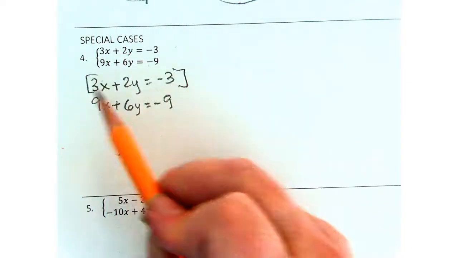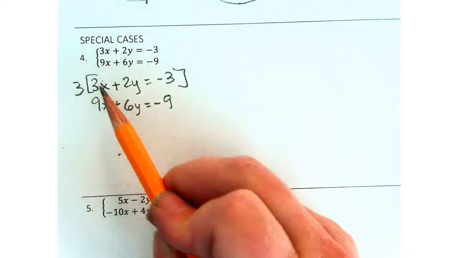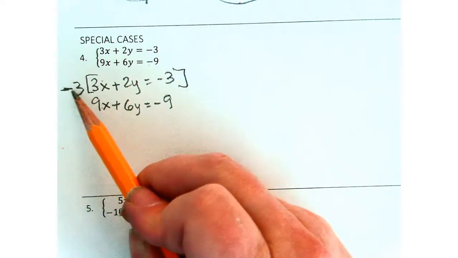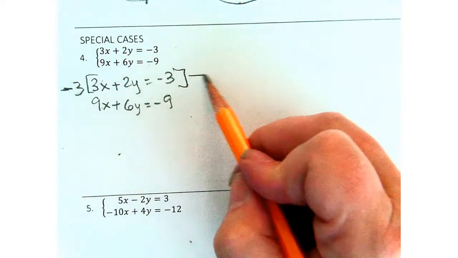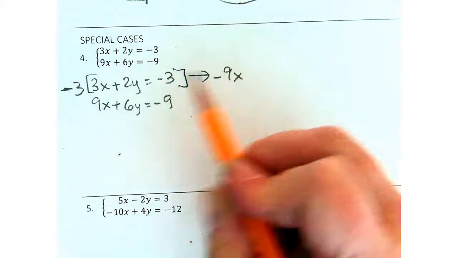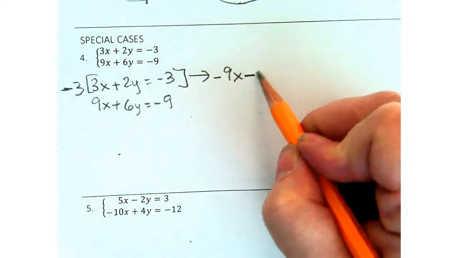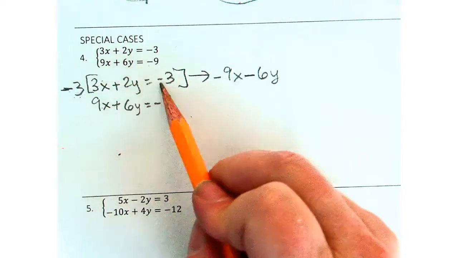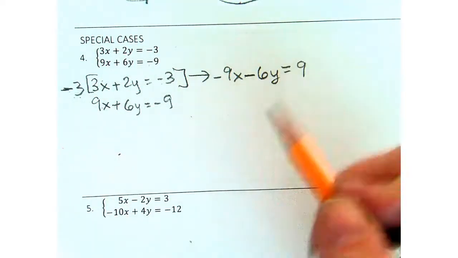Let's see what special cases look like when solving by elimination. Look at this system. I notice that I can multiply the top equation by -3 to get opposite terms. I multiply everything in the top equation by -3.